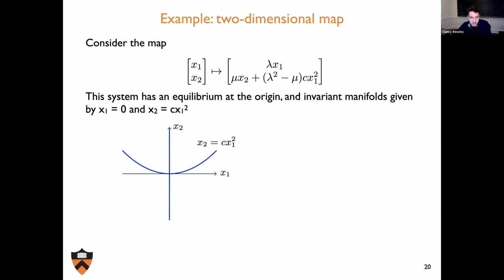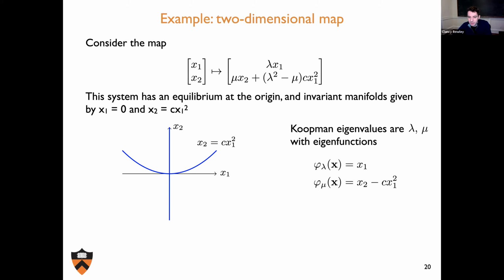You just get a linear system. But if c is non-zero, then you get some curvature to that invariant manifold, and it becomes a nonlinear system. Well, the system has Koopman eigenvalues and eigenfunctions. The eigenvalues are just lambda and mu, those parameters in the system, and the eigenfunctions are what you see there. And notice that the 0 level set of phi mu is exactly that invariant manifold.